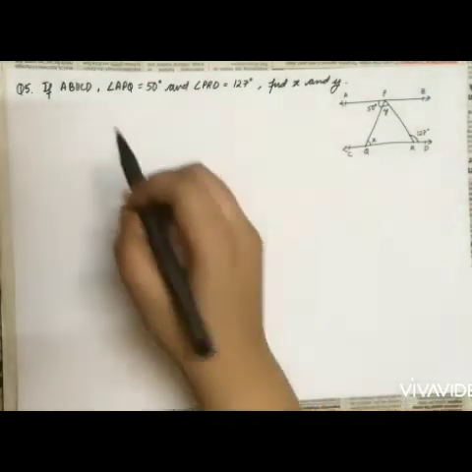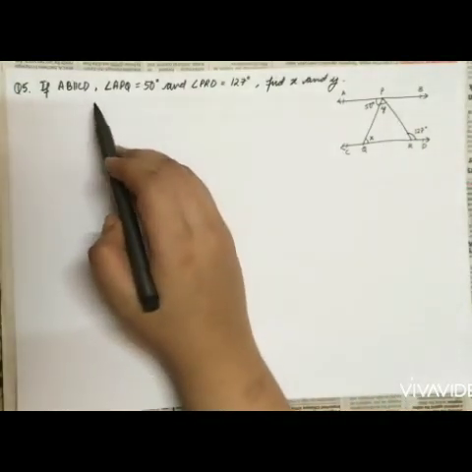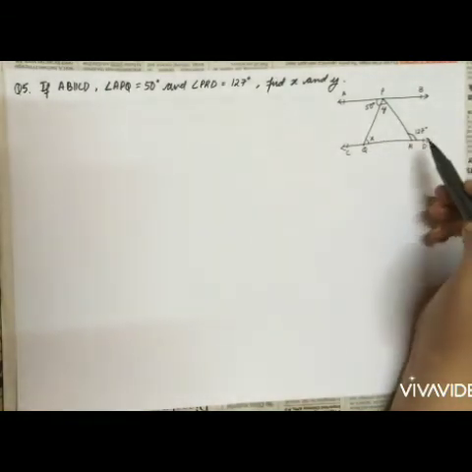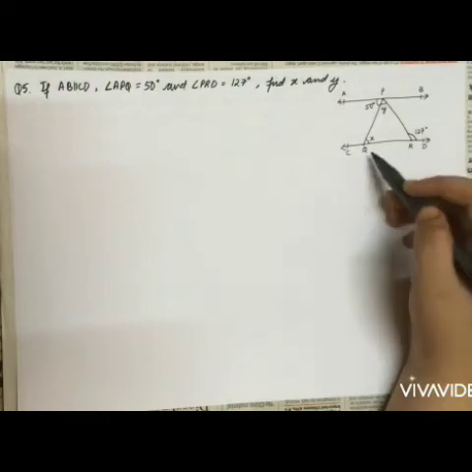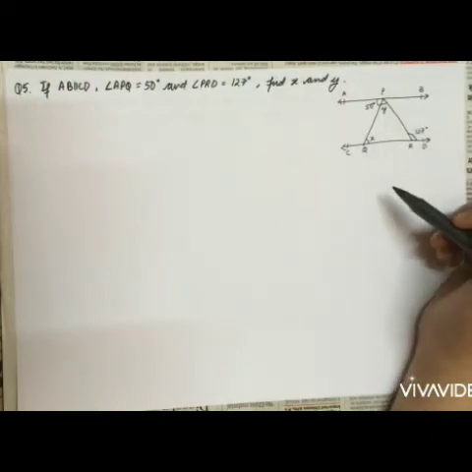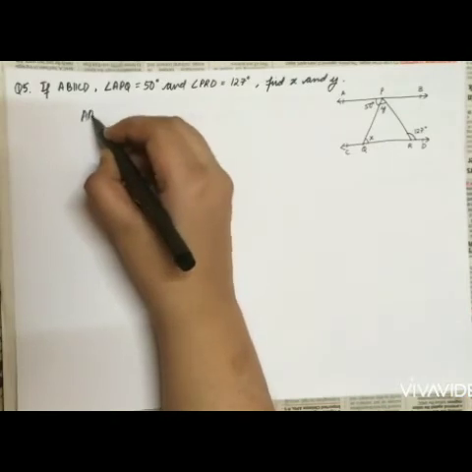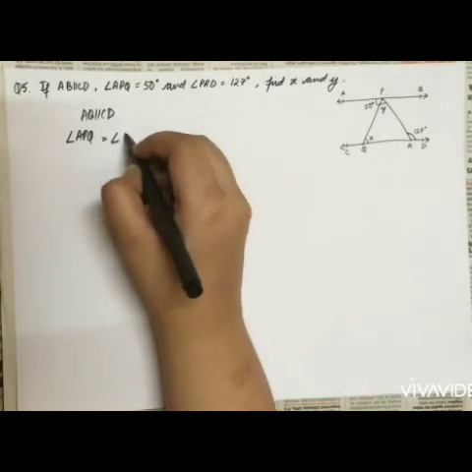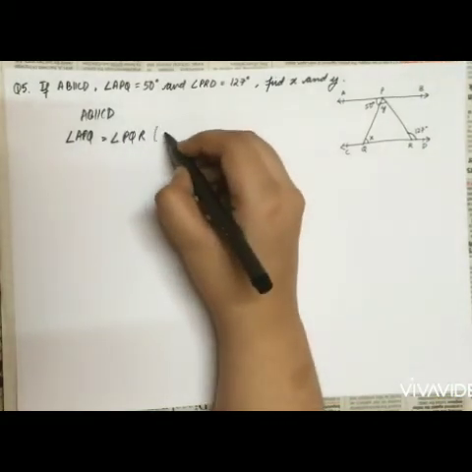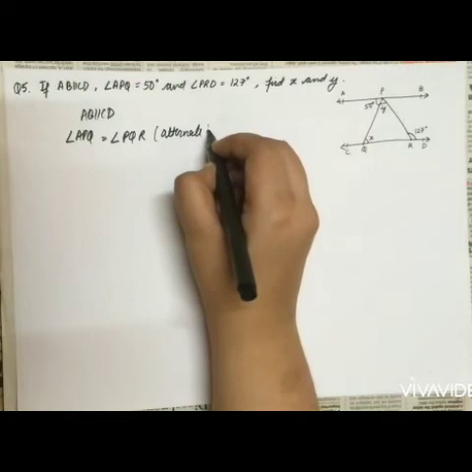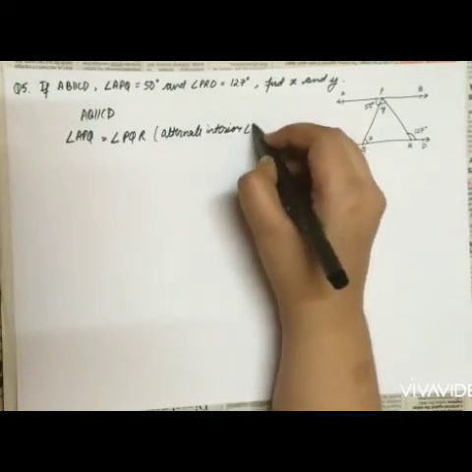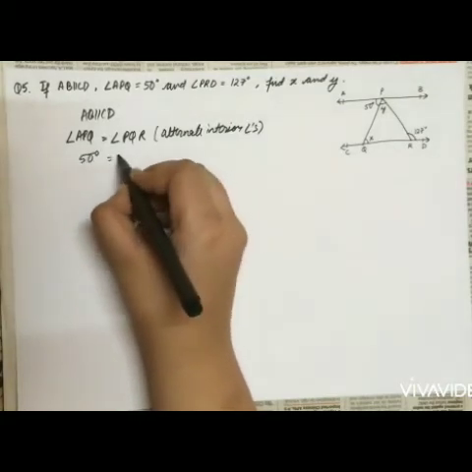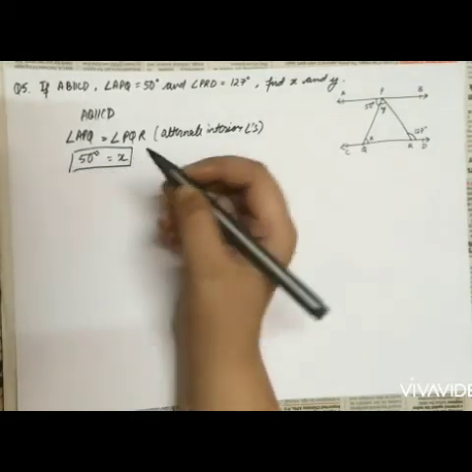Now next question is, if AB is parallel to CD and angle APQ is 50 degree and angle PRD is 127 degree, find x and y. So in this question we can see AB is parallel to CD, therefore angle APQ is equal to angle PQR. Why? Because of alternate interior angle. Therefore, angle APQ is 50 degree and PQR is x. So we got the value of x, which is 50 degree.